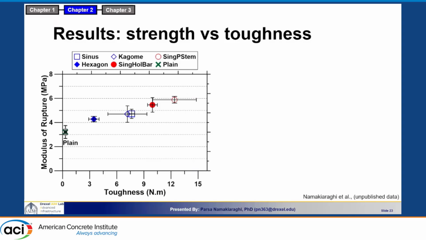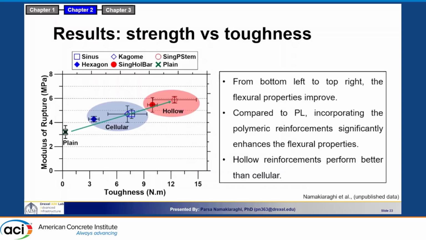So going back to the data that we got from the flexural tests, comparing the cellular and hollow with the plain, we see that we get an increase in both modulus of rupture and toughness. Overall, hollow architectures were able to maintain a better flexural behavior than the cellular ones. In order to get an idea of why that is, and for continuing this research, we went with hollow and started modeling them, which was presented earlier this morning.